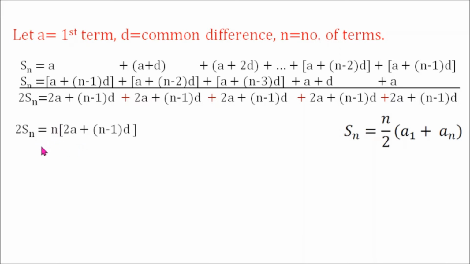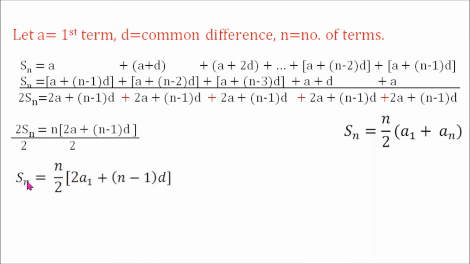So now dividing both sides by 2, we have S sub n equals n over 2 times the quantity 2 a sub 1 plus the quantity n minus 1 times d. So this is the second equation we have. We have to use these two equations in solving problems that involve arithmetic series. Now they are related.